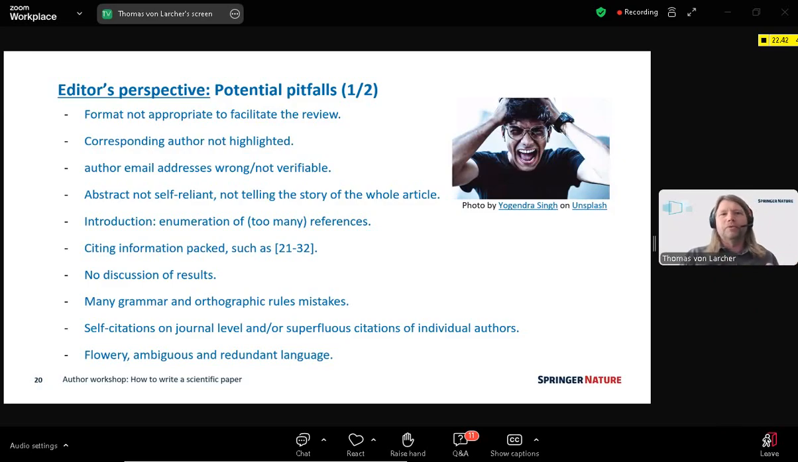In the introduction, we often see an enumeration of too many references, and the citing information is packed, right? Like 20 to 30 or so. This is not reasonable, right? It's not reasonable that all citations make identical statements, right? Discussion of results is missing.